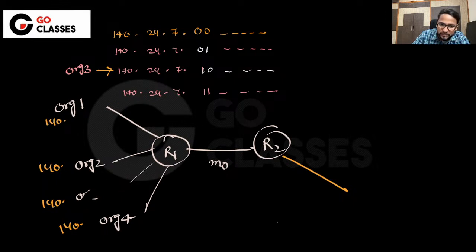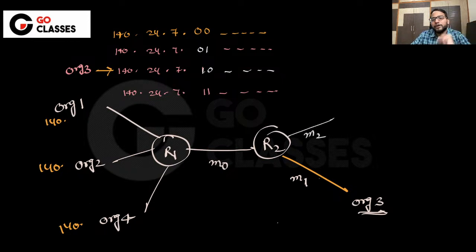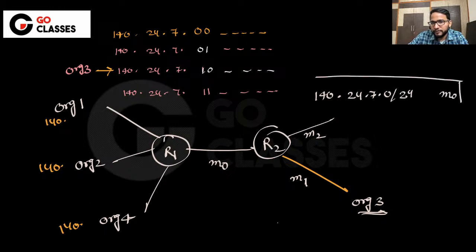It has been moved physically to some other location. Let's suppose this is org 3, which has this address. Suppose physically it has been moved to some other location, let's say M1, and this is M2. Now tell me, for the routing table of R2, can I have the same thing? Can I say that if something is starting from this, then go to 24, go to M0? Can I have this entry?